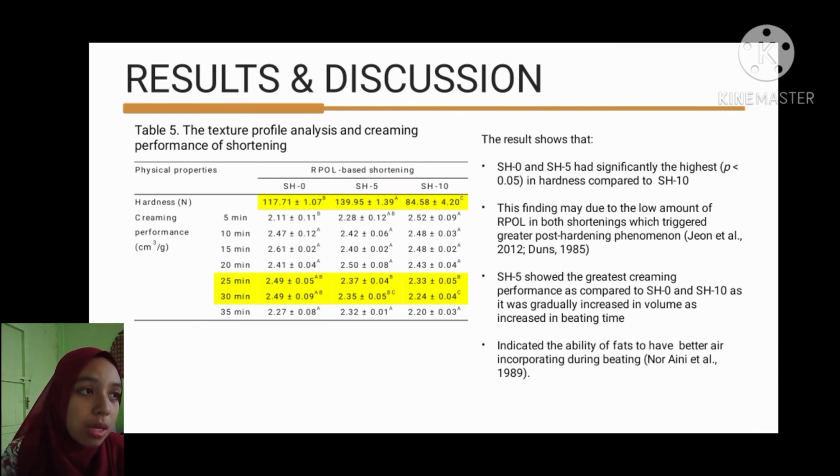So this concludes that SH5 has the most desirable ability of fat to have better air incorporation during beating, which promotes better creaming performance.